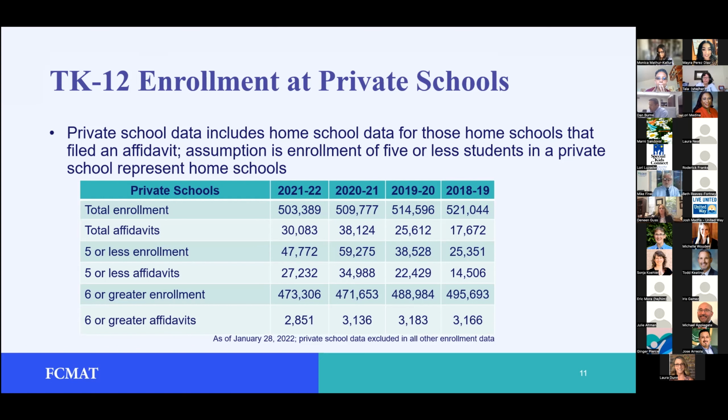In fact, you can see 5 or fewer affidavits grew from 27,000 to 34,000, and then it leveled. I'm sorry, I'm reading this chart the wrong way. 22,000 grew up to almost 35,000, and then this year settled down in December at around 27,000. But you can see where enrollment went. The line above, 5 or fewer enrollment: let's go back to 18-19. It was 25,000, grew to 38,000, grew to 59,000, and then settled back in the 47,000 range this year. That is generally the homeschool environment.